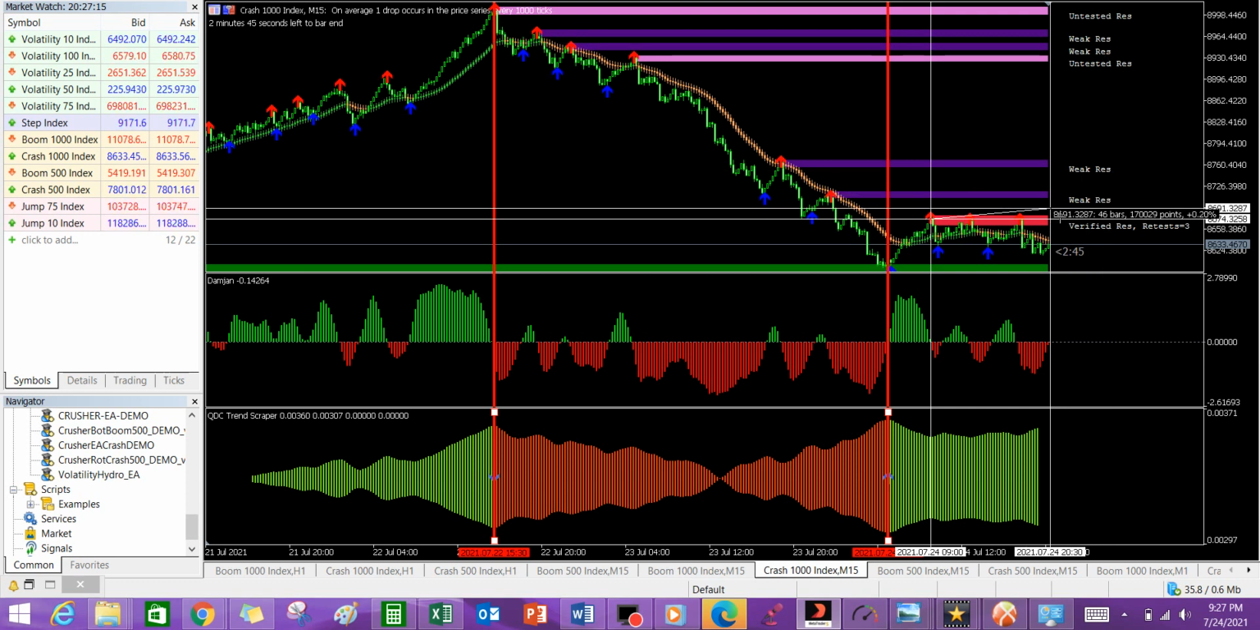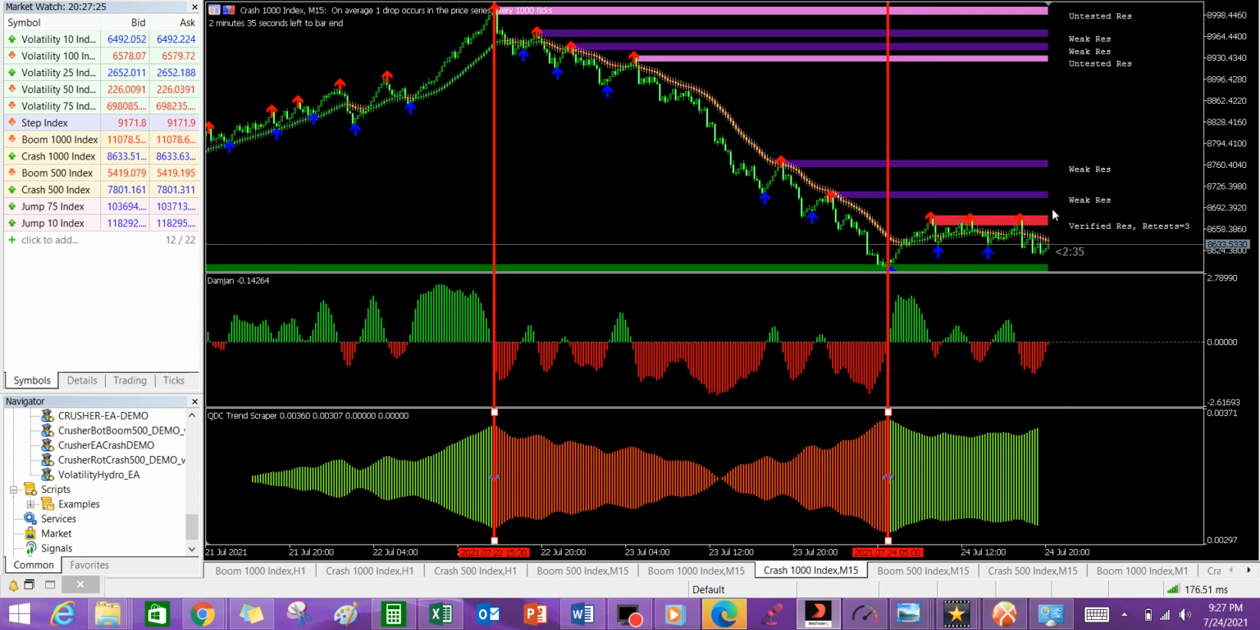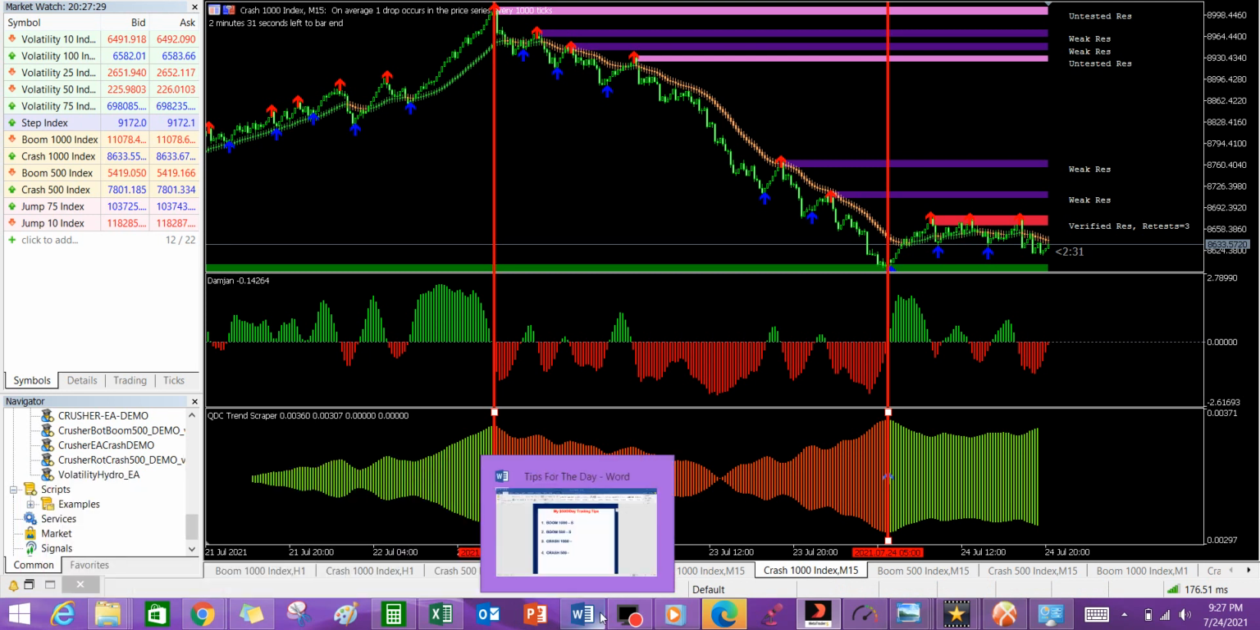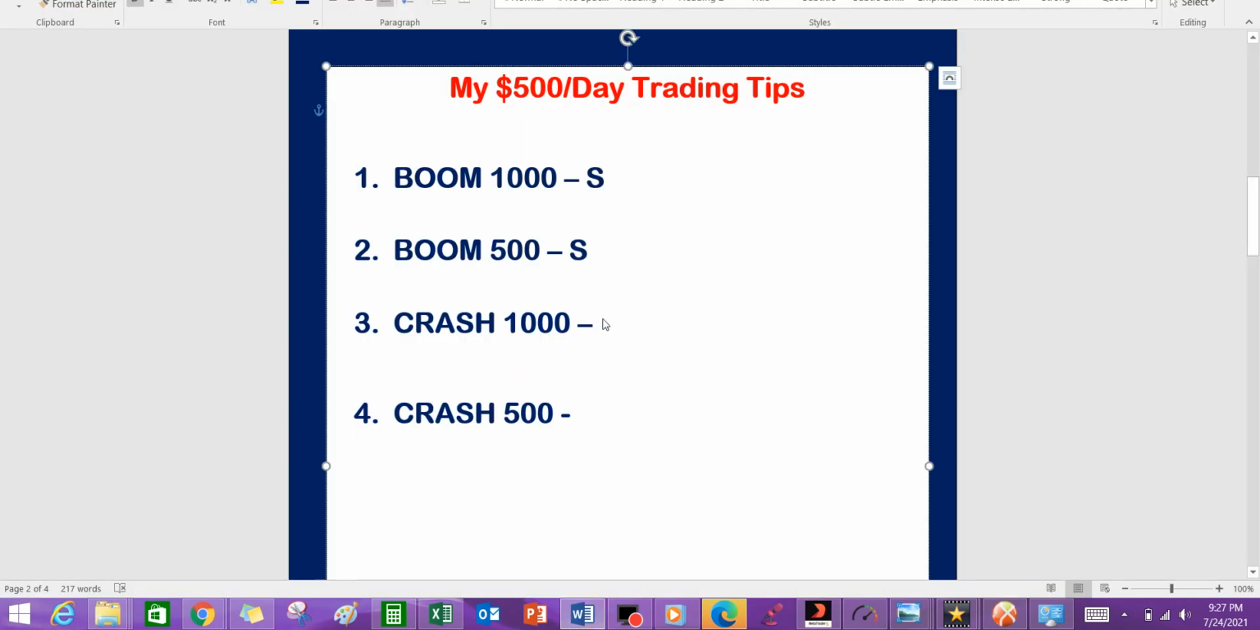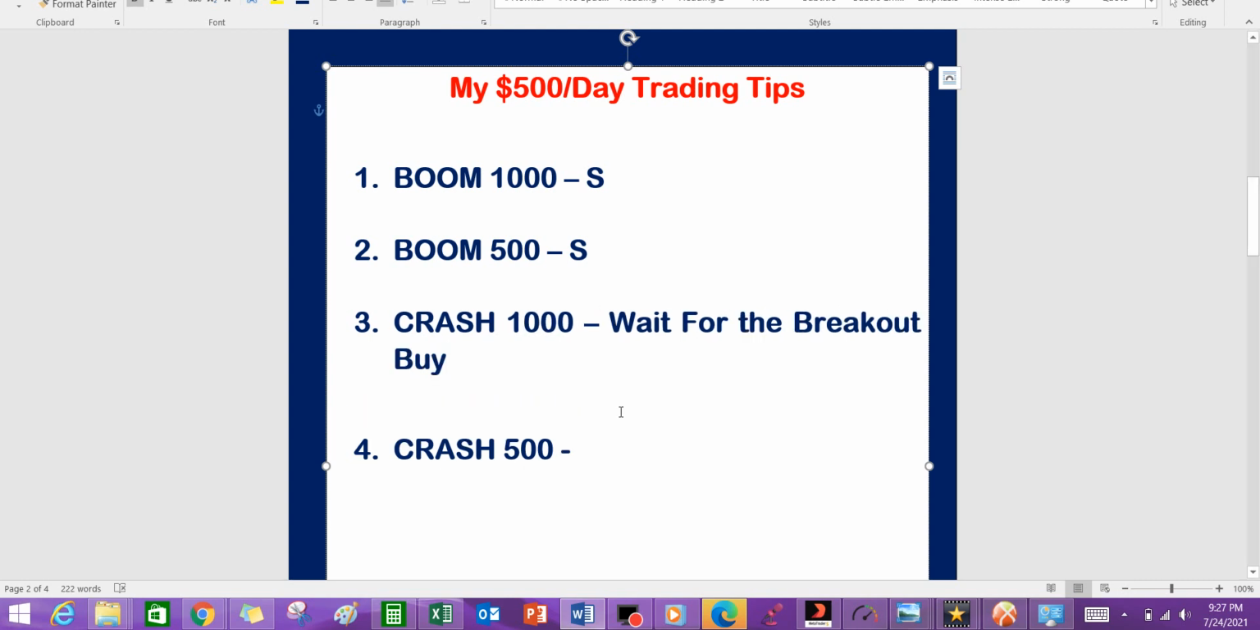If you are going to sleep before it breaks out, you can put a pending order right here so that the order will be triggered once it gets there, and it will start buying for you. So that is what I'm going to say with Crash 1000: it waits for the breakout. Once it breaks out, then you can buy at that point. So that is it.